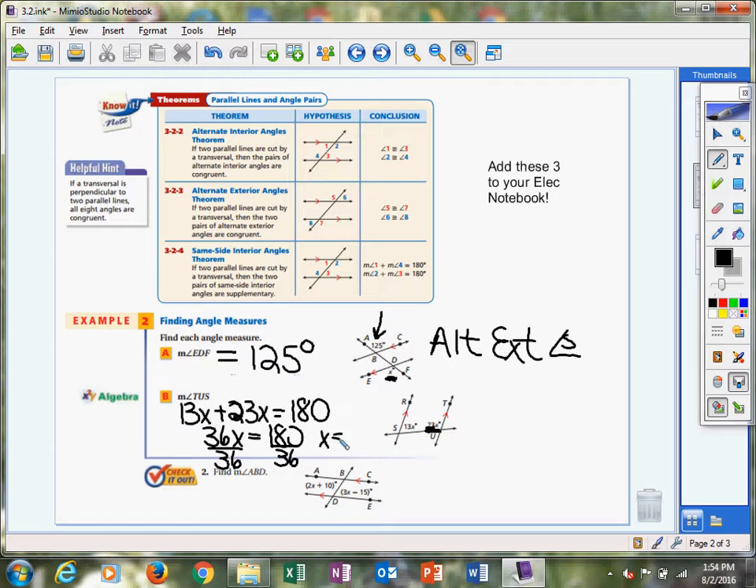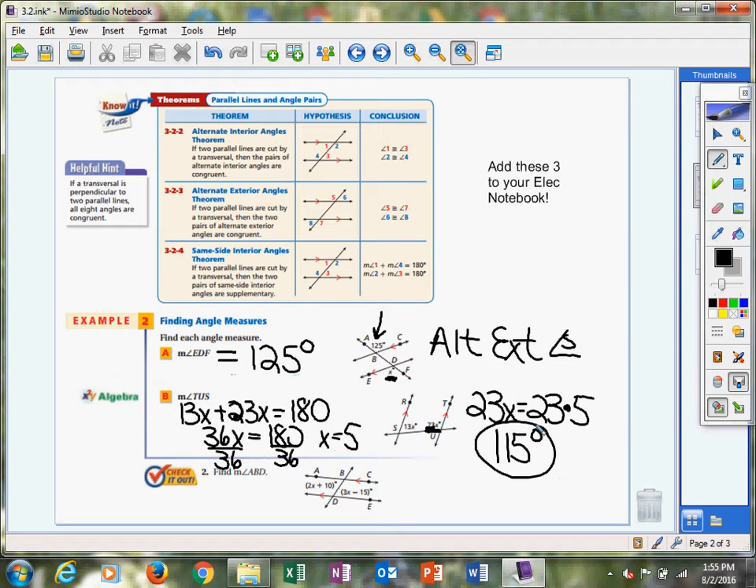To find out the actual measure of TUS, you have to take the angle measure, which is 23x degrees, and plug in the 5 for the x. 23 times 5 is going to end up being 115, I think. Okay. I don't have my calculator right in front of me, but that seems right. So it's 115 degrees. That's what they're asking us to find.